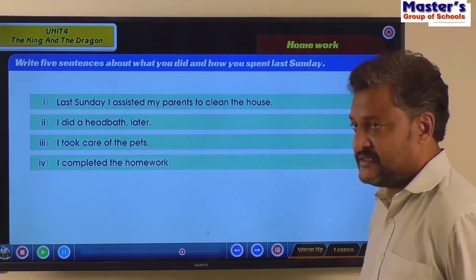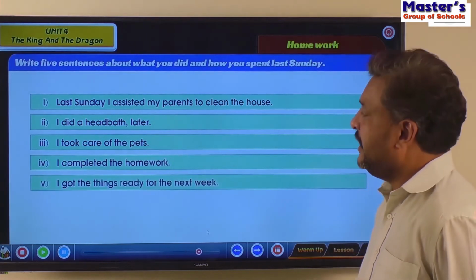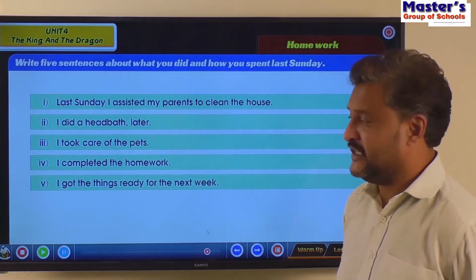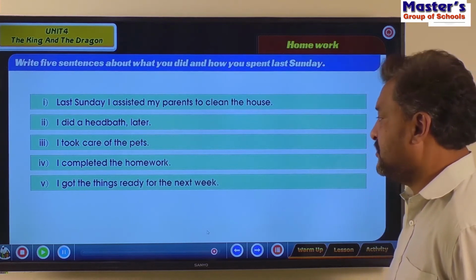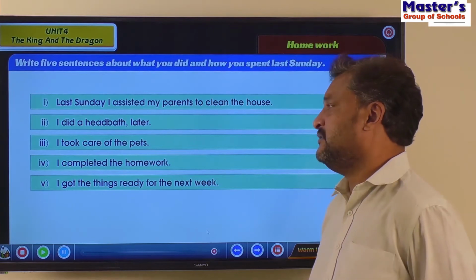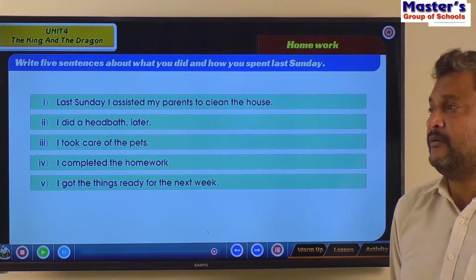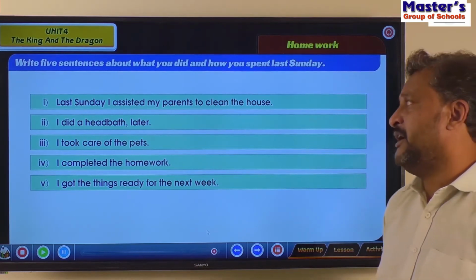I took care of the pets. I cleaned their bed and all, gave them a combing and all. I completed the homeworks for the next day. I got the things ready for the next week. Right? So these were the 5 things that I did. If you have done something different, you can write them here. Right? So what did I do?